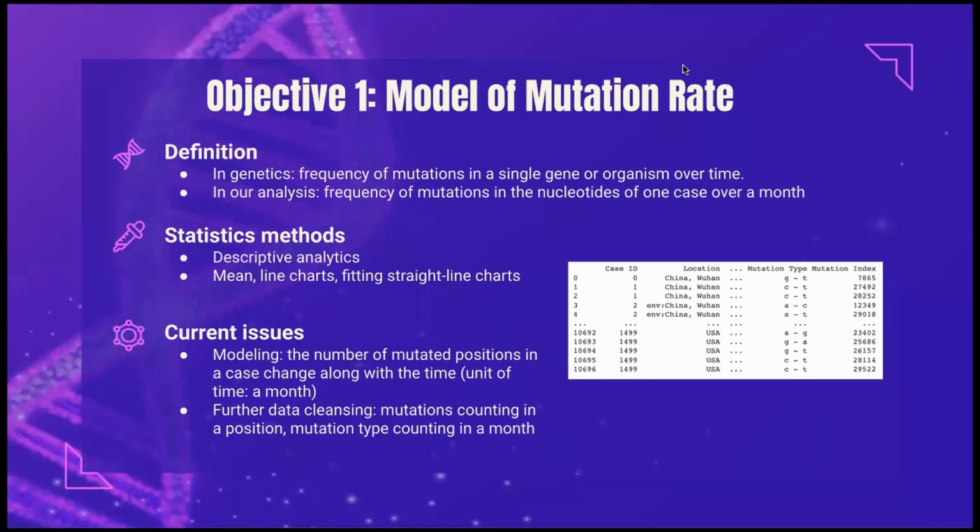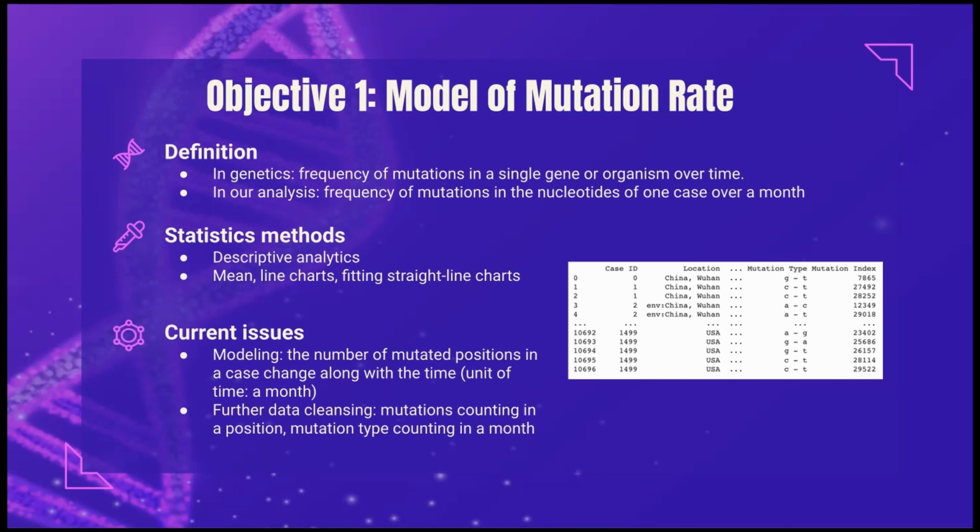Let me introduce Objective 1, the model of mutation rate. In genetics, the mutation rate is the frequency of new mutations in a single gene or organism over time. In our analysis, because the length of one nucleotide sequence is very long, we view the organism as a unit, which means one case in the dataset. My statistical methods are mainly descriptive analytics. The frequency of mutations is represented by the average number of mutated positions in the case per month. I compare each nucleotide with the reference and visualize the final results by line charts.